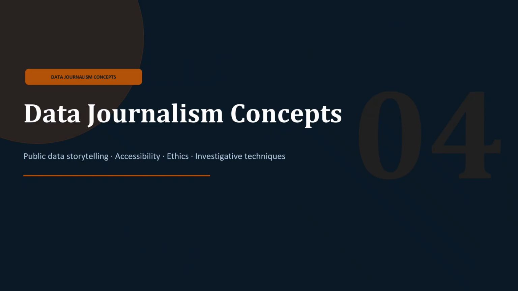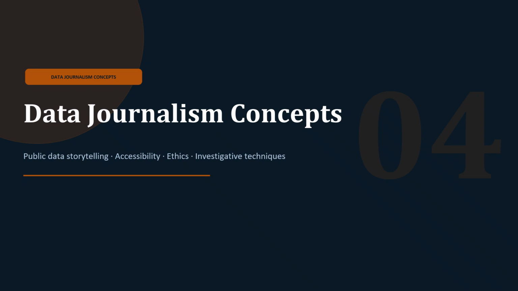A final session is about the data journalism concept. So data journalism sits at the intersection of analytical rigor and public communication. It is practiced at the Guardian, the New York Times, the Financial Times, the BBC, and ProPublica. But the skills are also transferable to corporate communications, policy work, and public-facing analytics roles.